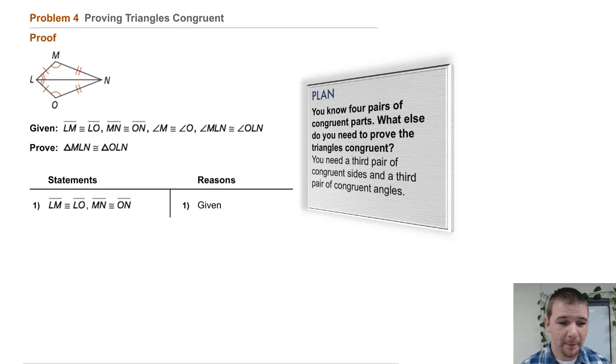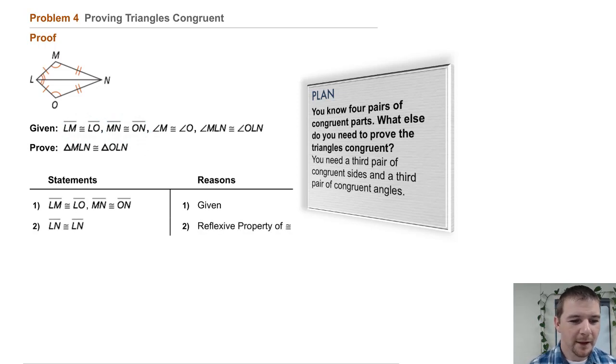So we'll begin with statement 1, the given information. Segment LM is congruent to segment LO, and segment MN is congruent to segment ON. Notice how they put multiple pieces of information on one line or in one statement. That's allowed and pretty efficient. Our reason, number 1, given.